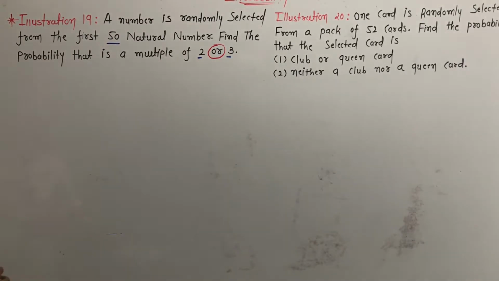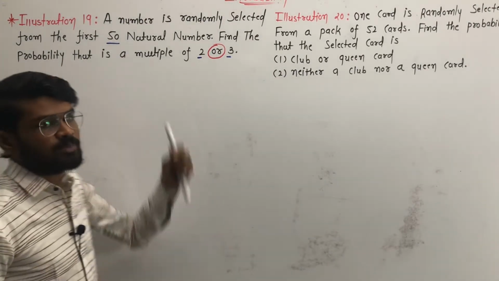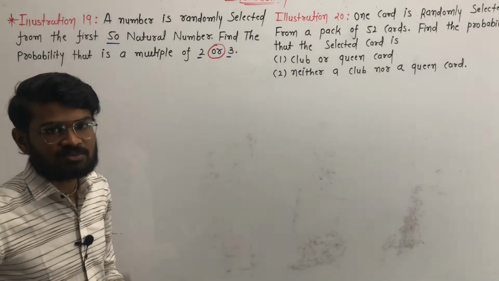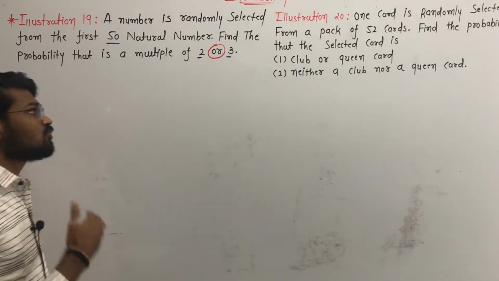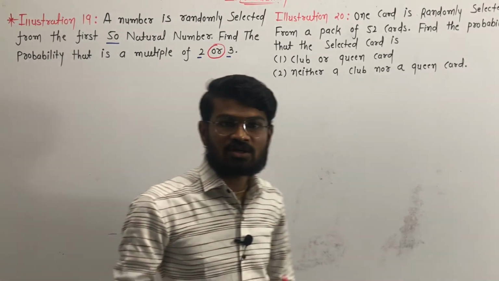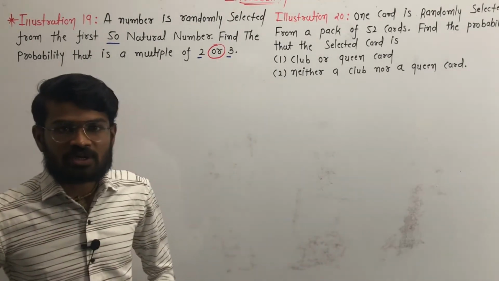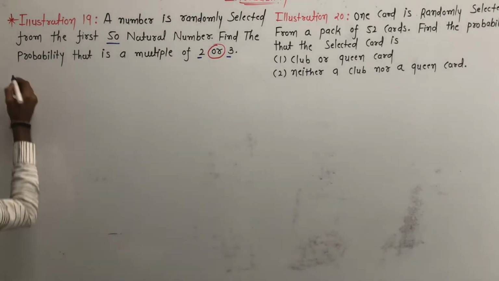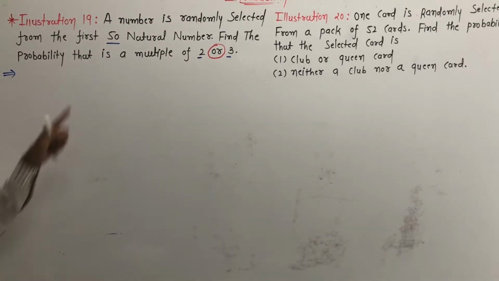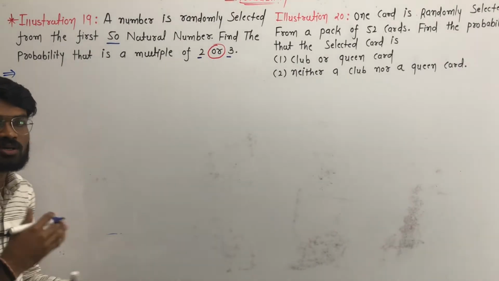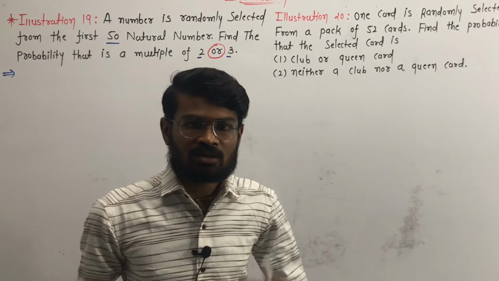Event A is the selected number is a multiple of 2, and suppose event B is the selected number is a multiple of 3. Then we have to find the union of events A and B, by the law of addition of probability. We have to select a number out of the first 50 natural numbers, so the size of the sample space will be 50.